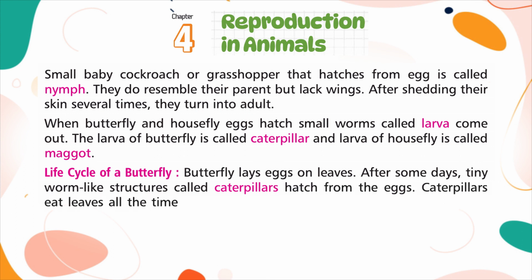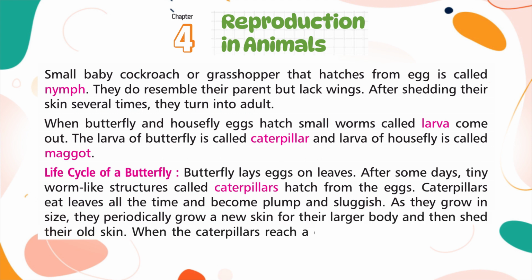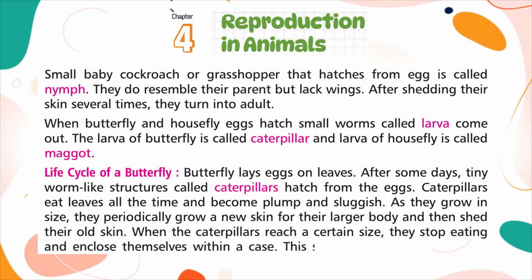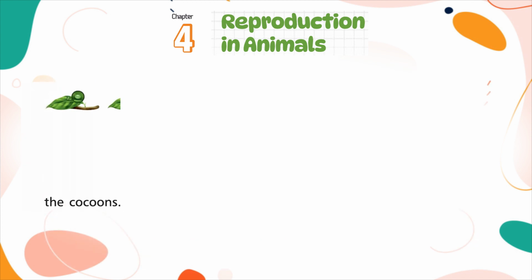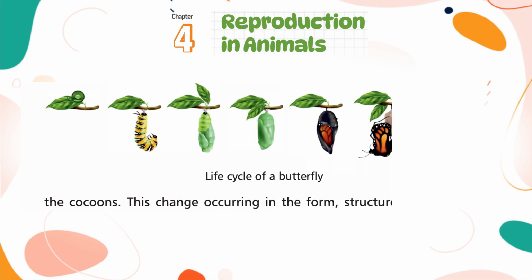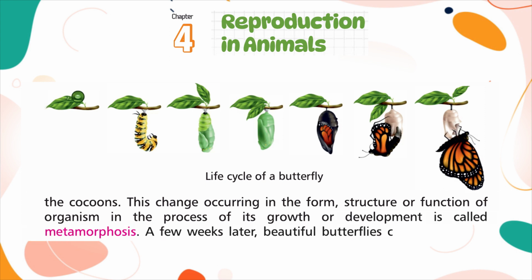Caterpillars eat leaves all the time and become plump and sluggish. As they grow in size, they periodically grow a new skin for their larger body and then shed their old skin. When the caterpillars reach a certain size, they stop eating and enclose themselves within a case. This stage is called pupa, and the case is called the cocoon. The caterpillars undergo many changes inside the cocoons. These changes that occur in a life form, its structure or function of organism, during the process of its growth or development is called metamorphosis. A few weeks later, beautiful butterflies come out of the cocoons.